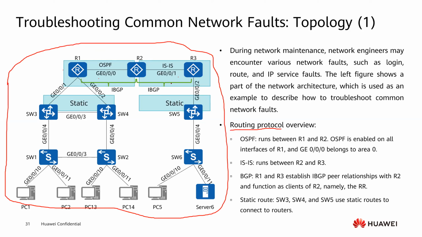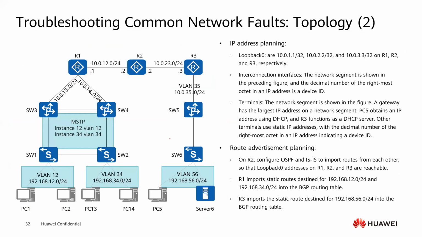OSPF and IS-IS. So for later, I think it may cause this question because R1 and R3 use different IGP protocols. If R1 and R3 want to communicate with each other, we must do route import on R2. For OSPF, the protocol must run correctly, and here the IS-IS protocol must also run correctly. Okay, and this topology shows the IP address plan.